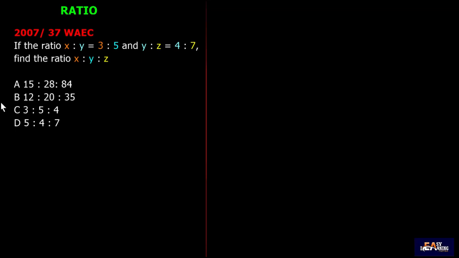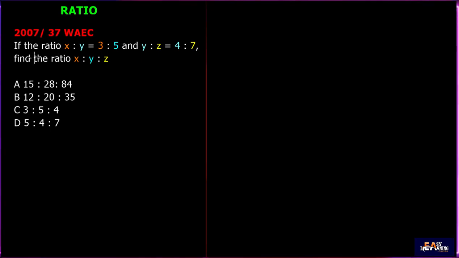Okay, we have a question here. 2007 question number 87. It says if the ratio x is to y is equal to 3 is to 5 and y is to z is equal to 4 is to 7, find the ratio x is to y is to z. Okay, so I want you to pause the video, try to solve it, and then we can compare the answers together.